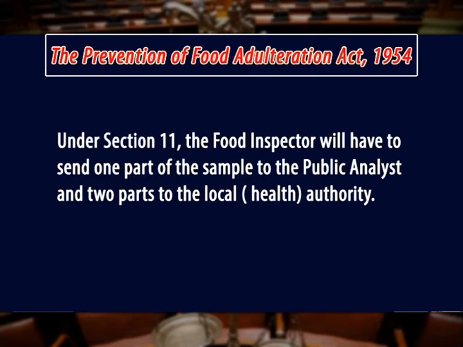Under section 11, the food inspector will have to send one part of the sample to the public analyst and the 2 parts to the local health authority. The public analyst, on completion of the said analysis, submits a report in the prescribed form to the local health authority, and if the food analyzed is adulterated, he may institute proceedings against the concerned persons in the prescribed manner and inform them that they may make an application to the court within a period of 10 days from the date of receipt of the copy of such report to get the sample of such food analyzed by the Central Food Laboratory, whose certificate is final and binding.